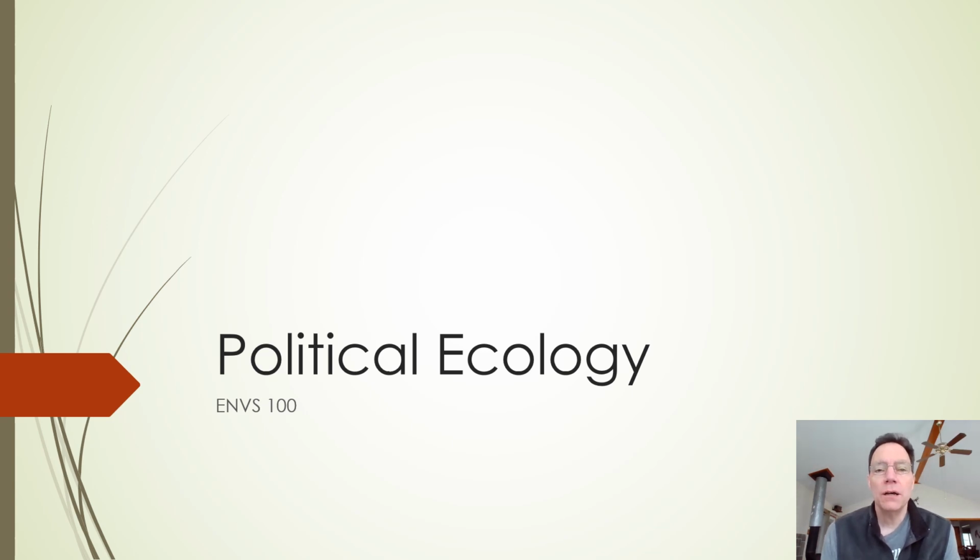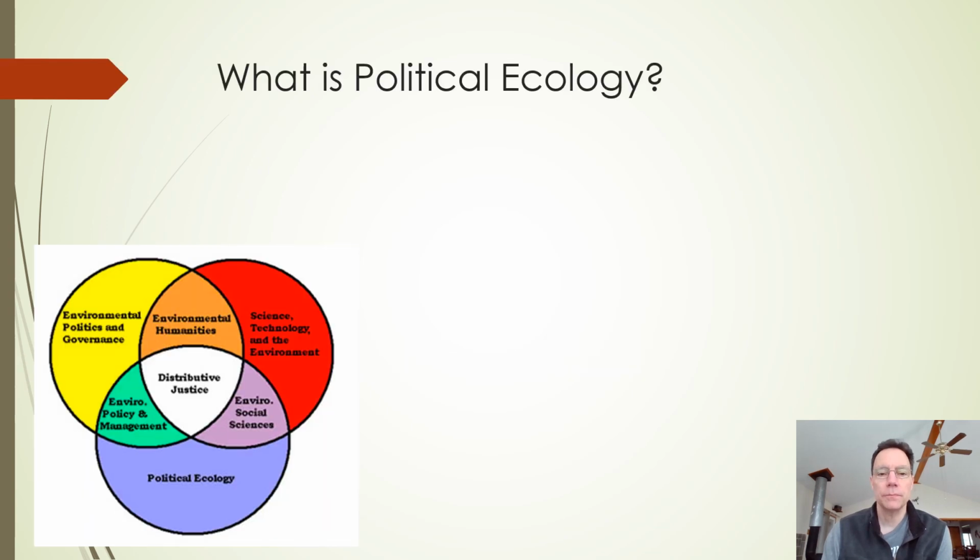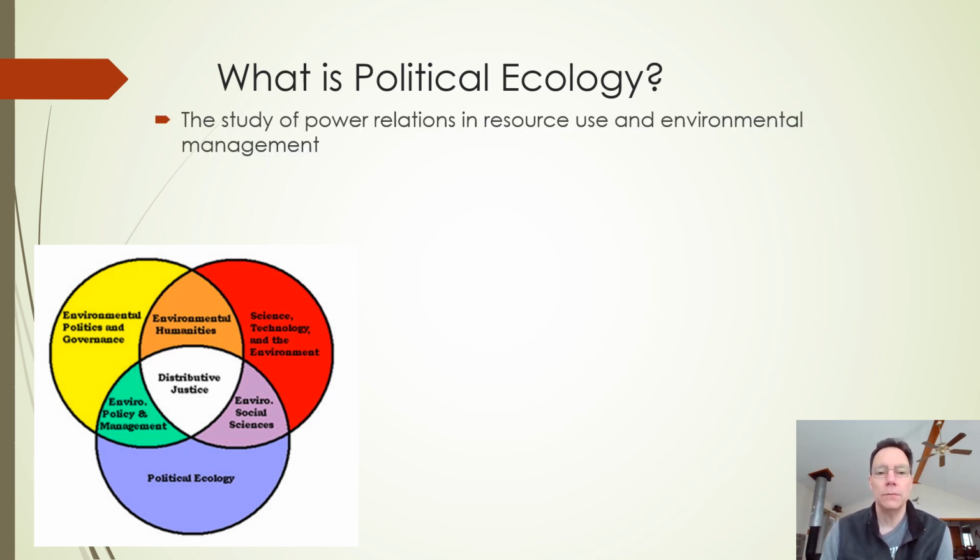So we're continuing on. You heard a little bit about environmental justice earlier this week, and now we're going to move to a very closely related topic called political ecology. So you hopefully did a reading on political ecology, so you know a little bit about what it is, but let's talk a little bit about what it means. So one working definition is political ecology is the study of power relations in resource use and environmental management.